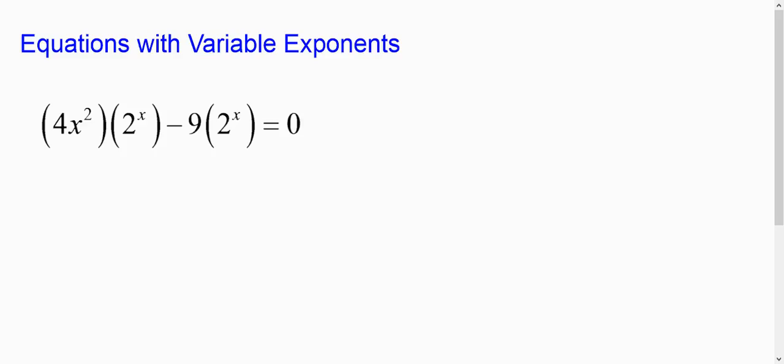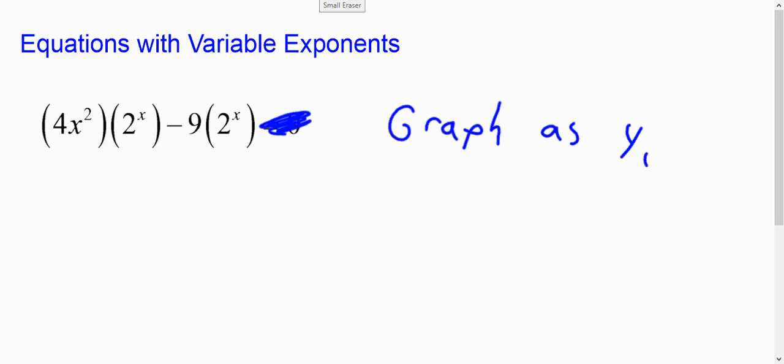So to solve this equation, all you would do is you type this into your graph, so you graph it. Just plug it in for y1. You don't need to worry about the 0, but you do need to make sure you include all the parentheses. And then since we're looking to see where it equals 0, that means we're finding the roots. We're going to find the roots.